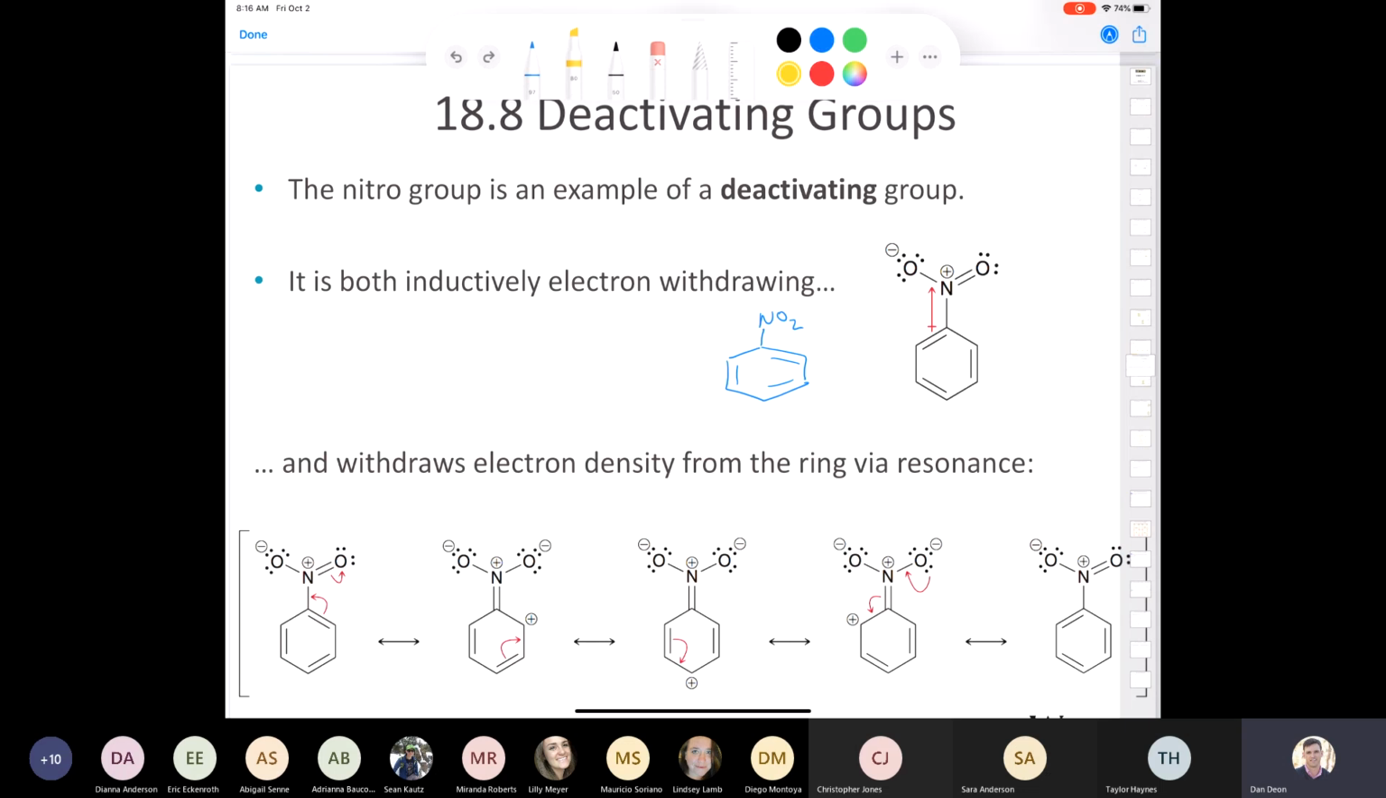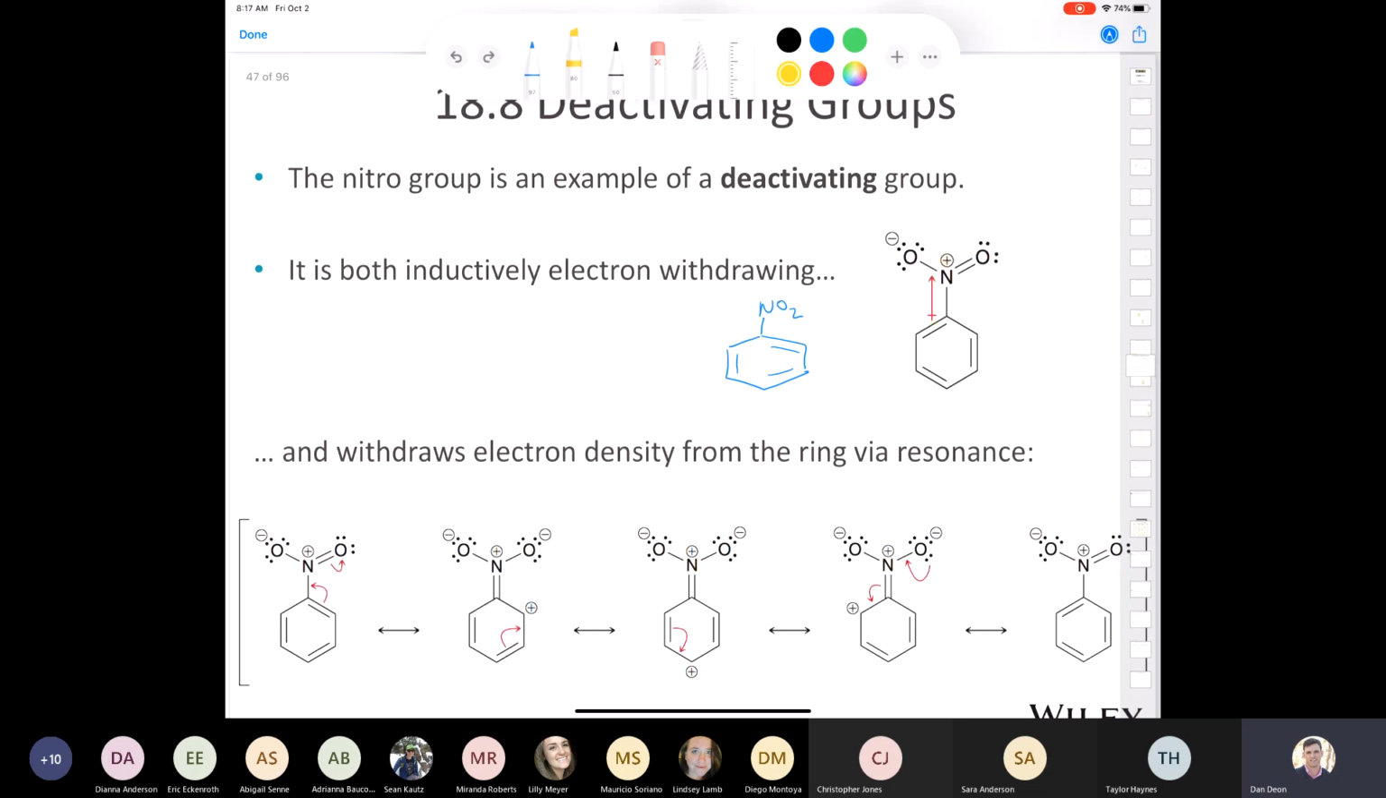Okay, so we can draw this dipole moment going this way. We've got a positive charge here. So, of course, that's sucking electron density away from the ring. Yeah, of course it is. But also we can draw these beautiful resonance structures here where we show the positive charge delocalized throughout the ring.